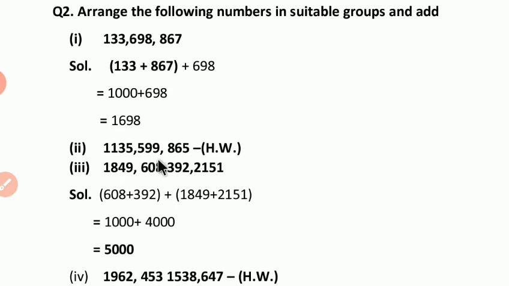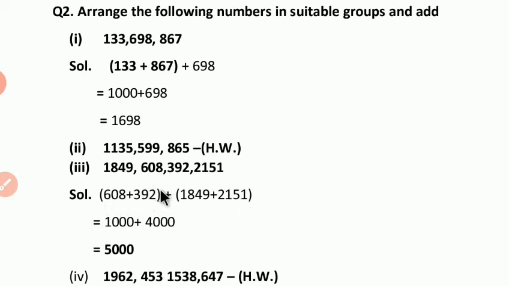Here you can see 4 whole numbers are given, 1, 2, 3 and 4. So first we'll make the pairs of 2 numbers. Here you can see that 9 is given, and which number should we add to 9 to get 0 in the last? We can see that there should be 1 in the last. So 2151, if we add with 1849, we'll get 0 in the last. Same, we can take the pair of 608 and 392. So 608 plus 392 plus bracket 1849 plus 2151.